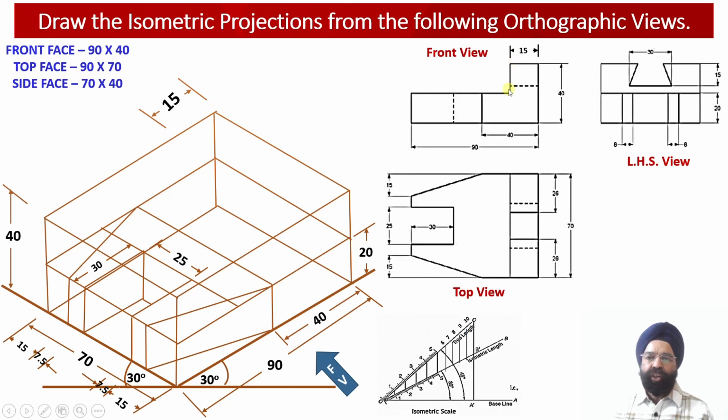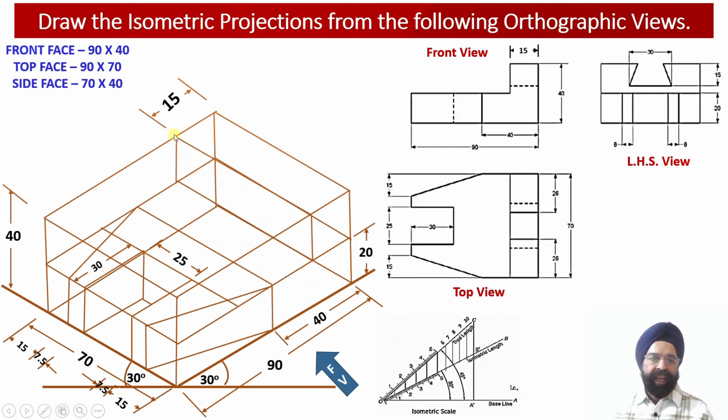And what is the height of this vertical web? We know that this horizontal web had a height equal to 20 millimeter. So the remaining 20 millimeter out of this 40 millimeter, which is the height of the object, will be the height of this vertical web. The length of this vertical web will be equal to 15 millimeter. So we have marked the length of this web as 15 millimeter.